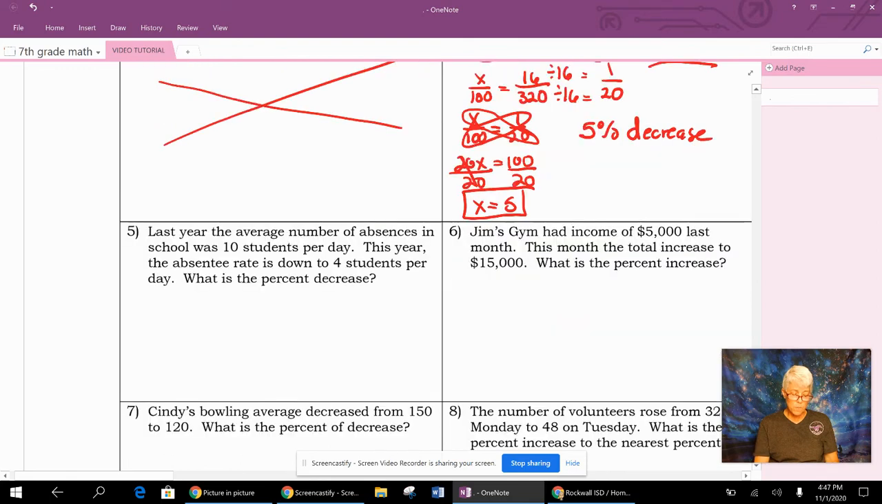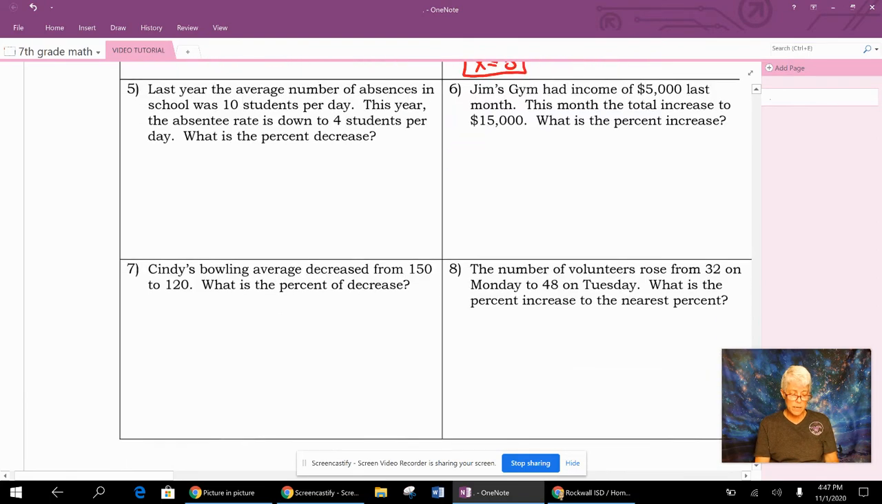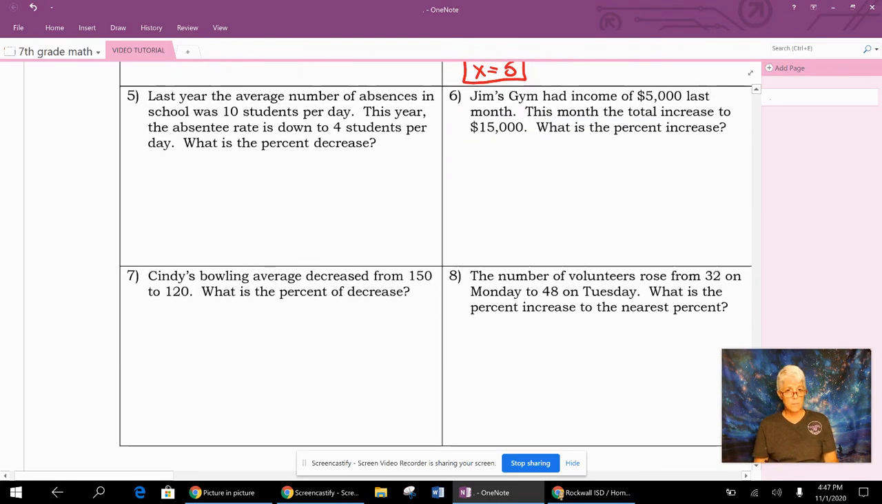Let's look at some word problems. Now, most likely, most of the time, you'll see word problems. So we need to deal with this, and we need to see what we're looking for. Number 5 says last year the average number of absences in the school was 10 students per day. This year the absentee rate is down to 4 students per day.